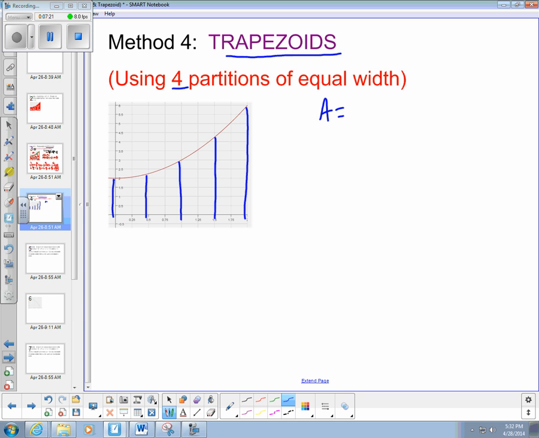So the formula for area of a trapezoid is 1/2 times base 1 plus base 2 times the height. And the height in this case, our trapezoids are going to be sideways. The height is actually going to be what we were using for width before. Okay, so the height is going to be our b minus a divided by n formula. So on all of these problems, the height will be 1/2. Okay, now to make our trapezoids, we're going to connect the left side to the right side.